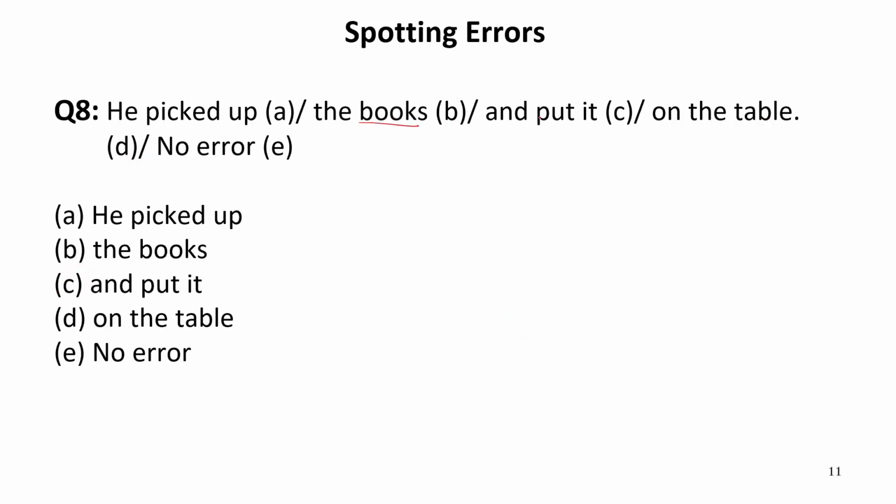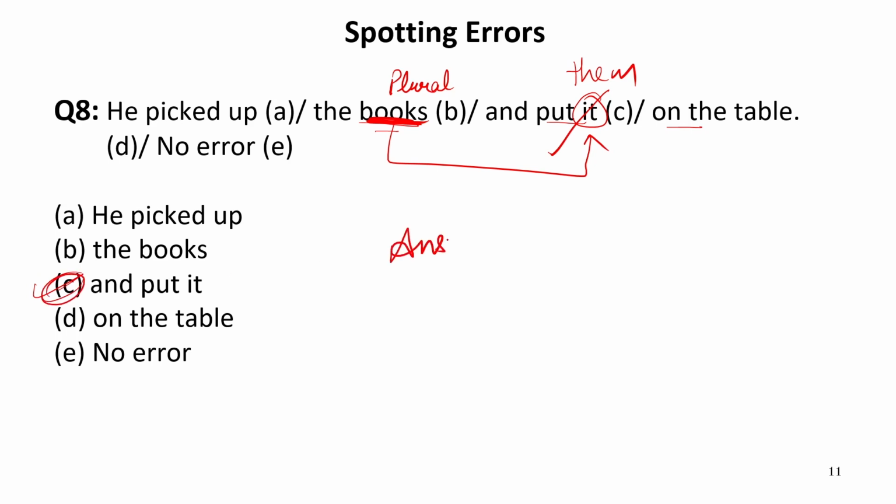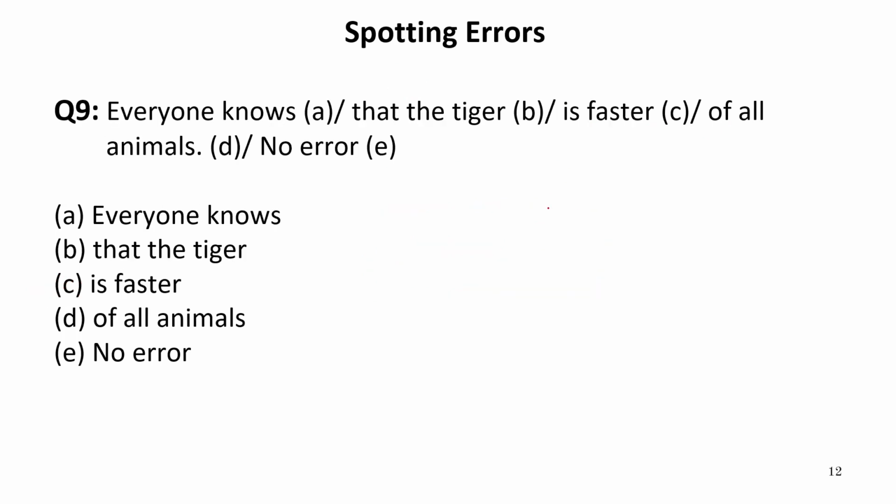He picked up the books and put it on the table. Now we are talking about books over here, and books are plural. If the books are plural, we will use a plural noun or pronoun or plural verb with it. So it refers to something singular, but books are plural. Therefore, to show these, we use them. So he picked up the books and put them on the table. So the error is in part C. So our answer is C, where it should be replaced with them. Now let us move to the next one.